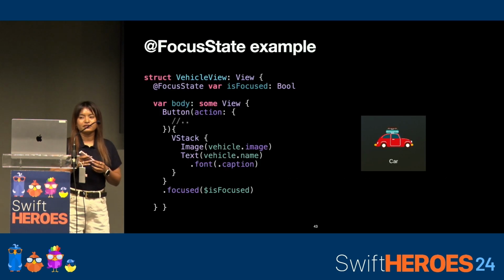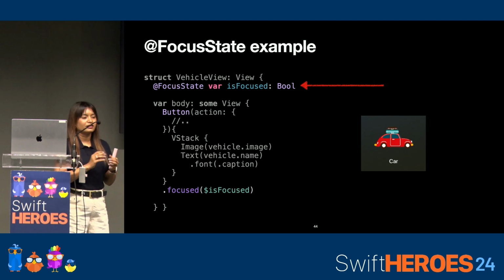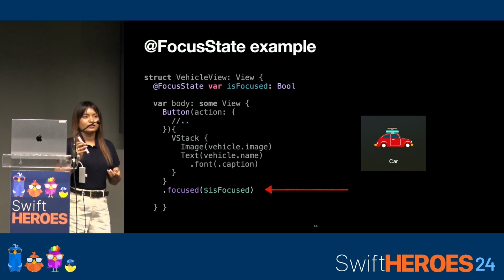Right, looking at the simple example first. This is a VStack wrapped inside a button, as I said. And what I've done is there are two steps. The first step is creating a dynamic property with the FocusState property wrapper, and it's a Boolean, and using the focused modifier to bind that property here.